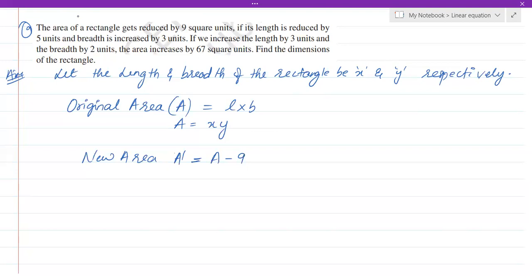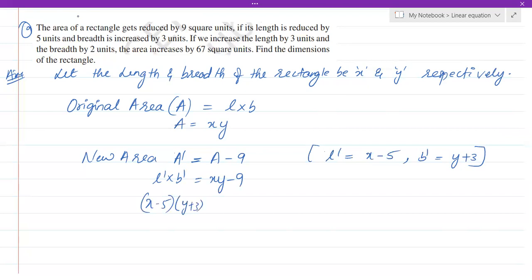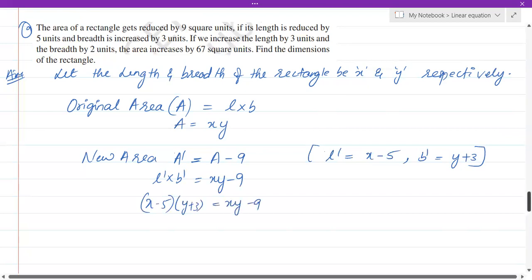Now, if it is a new area, we'll have a new length. Let's take it as L dash. L dash, if you observe, is reduced by 5 units. What is the original one? x. So it is reduced by 5, so L dash will become x minus 5. Similarly, B dash, the new breadth, will become y plus 3, since the breadth is increased by 3 units. Now, how do we calculate A dash? It is L dash into B dash, and we know already A dash is xy minus 9. Now, L dash into B dash: what is L dash? x minus 5. What is B dash? y plus 3, equal to xy minus 9. So, let's simplify this.